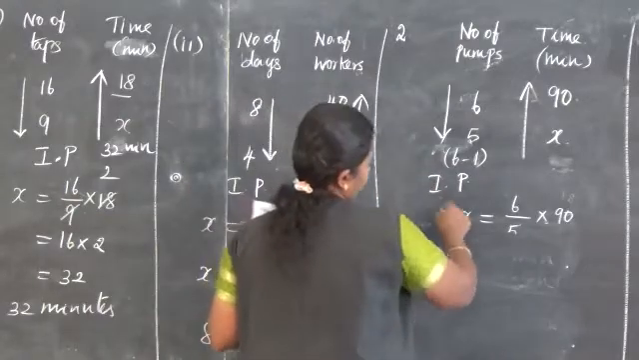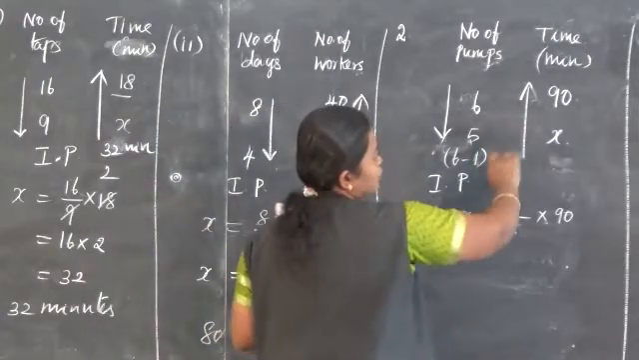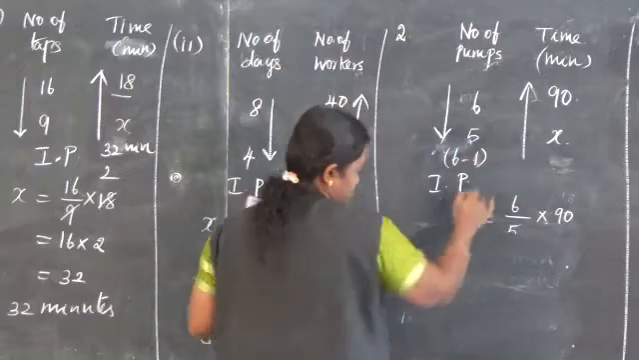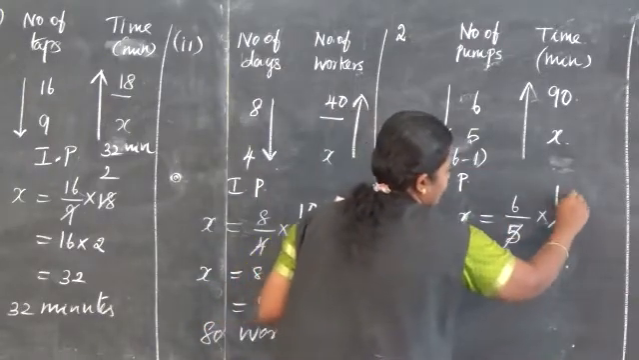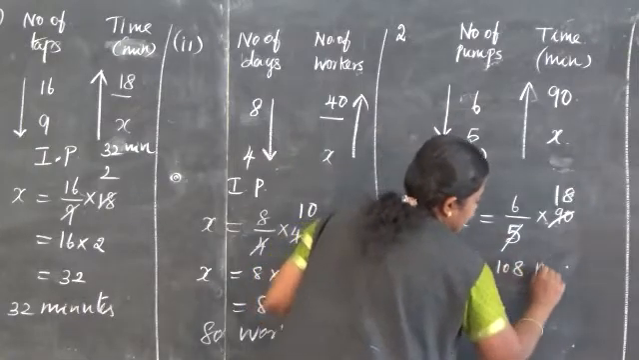Now, it's an inverse proportion, so the number of pumps is decreasing, so it will take more time to fill the sump. So x equals 6 by 5, as it is, you should write. So 6 by 5 into 90, if you are cancelling, 18 6s are 108 minutes.